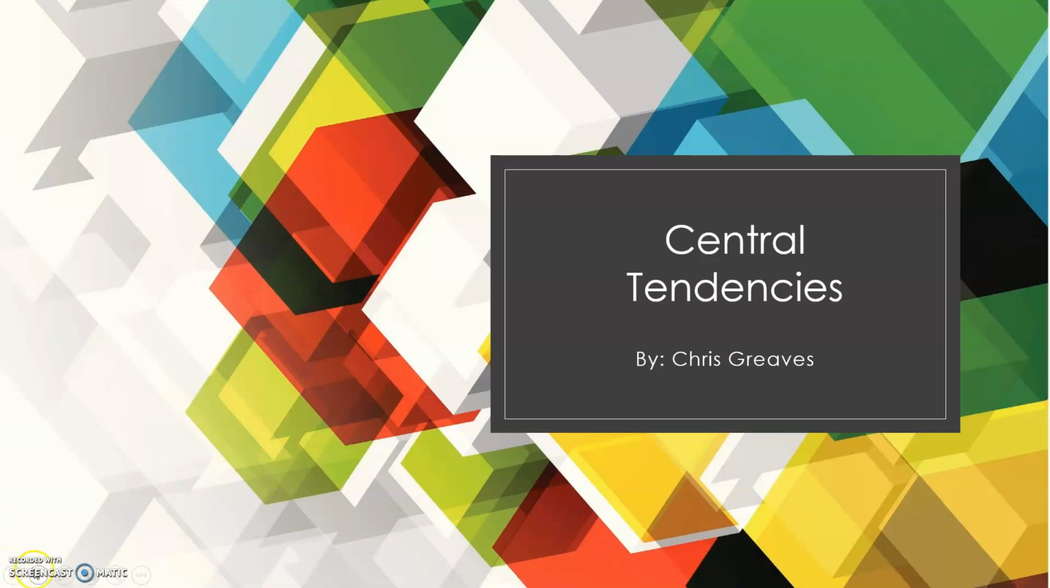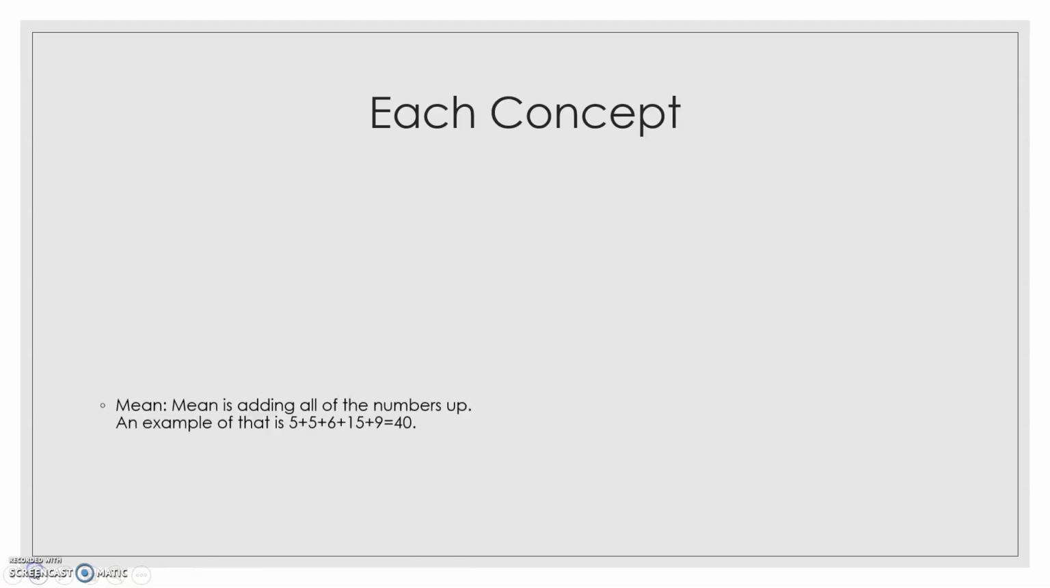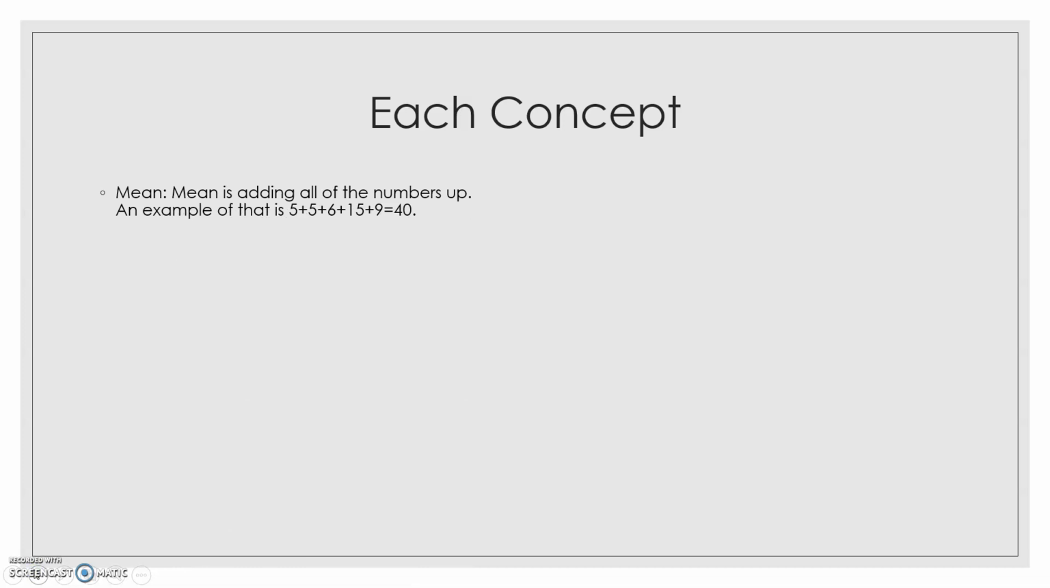Central tendencies. Each concept. Mean. Mean is adding all the numbers up. An example of that is 5 plus 5 plus 6 plus 15 plus 9 equals 40.